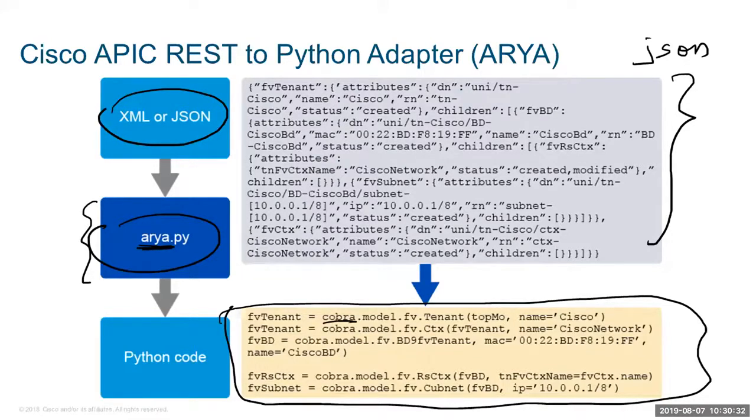Next time around, I want to create a tenant. I'm just going to go ahead and edit the name of the VRF, the name of the bridge domain, a MAC address, edit. I can just edit this file, save it as something else, and run it next time around.